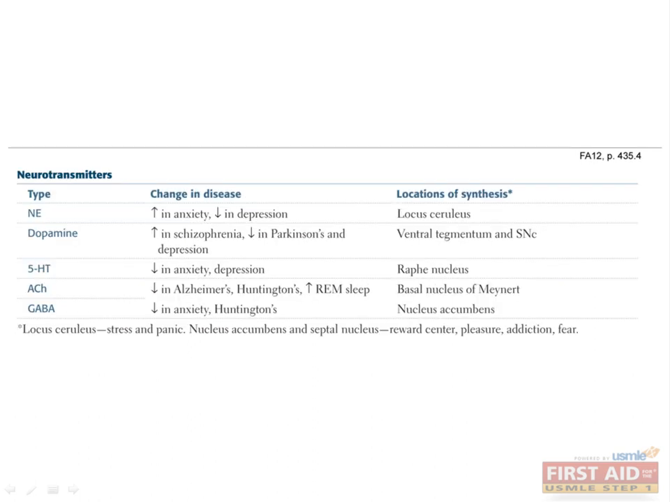There are quite a large number of neurotransmitters. This is a list that may be helpful for you as you're memorizing information. We'll discuss these neurotransmitters throughout the lecture while we're discussing the diseases in question.